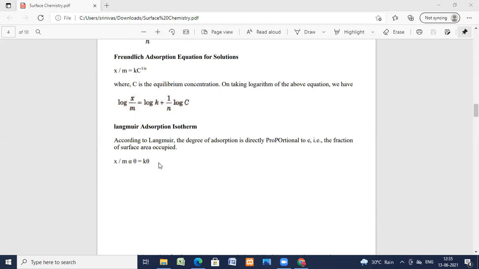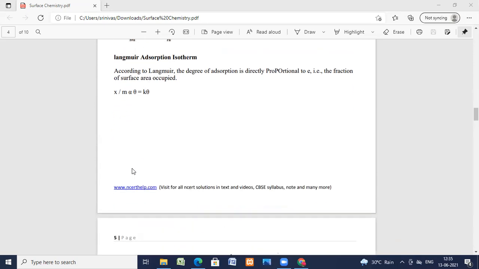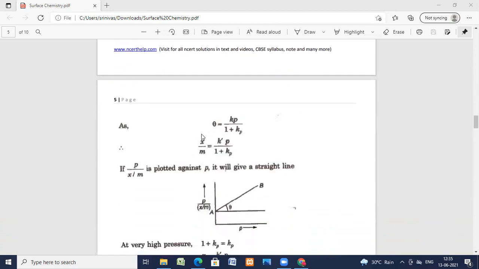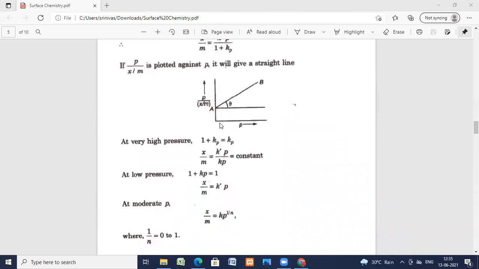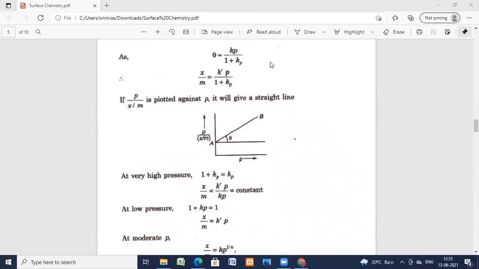According to Langmuir, the degree of adsorption is directly proportional to the fraction of the surface area occupied. x/m is proportional to theta, so x/m is equal to k theta. But theta is equal to kp/(1 + kp). Further derivation gives theta is equal to kp/(1 + kp).